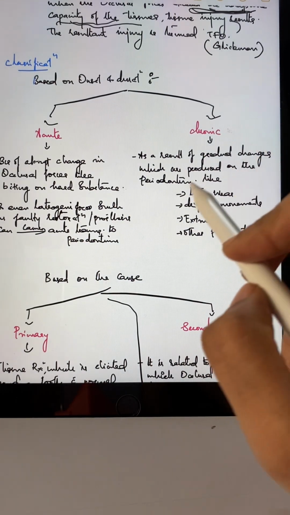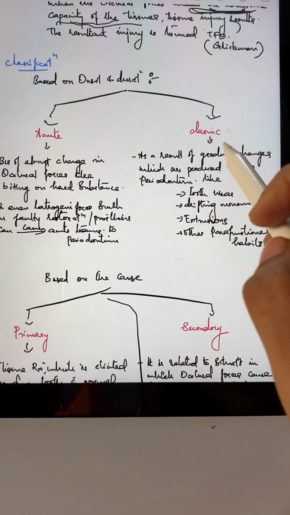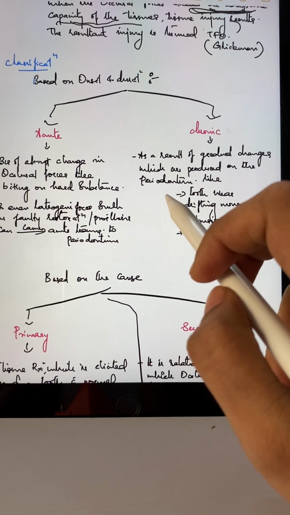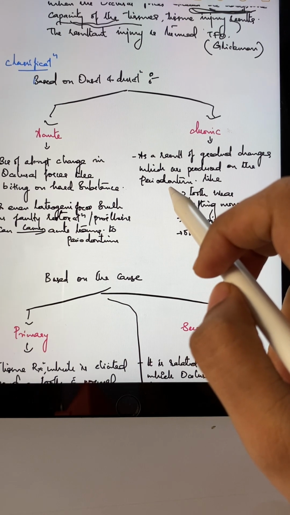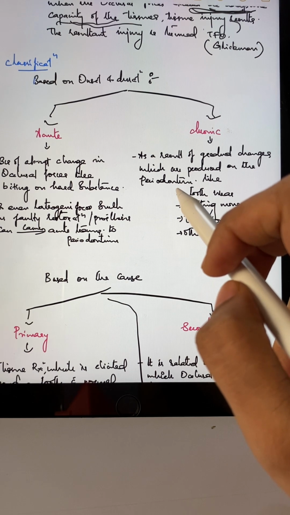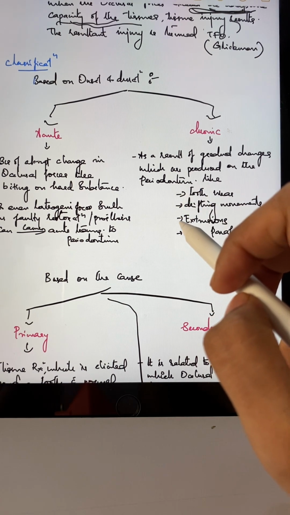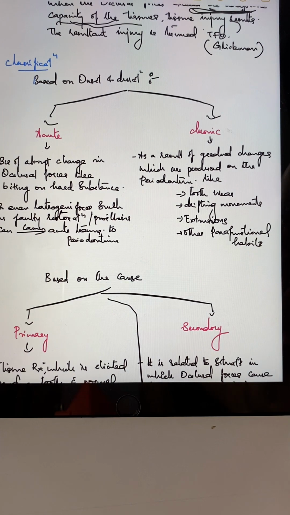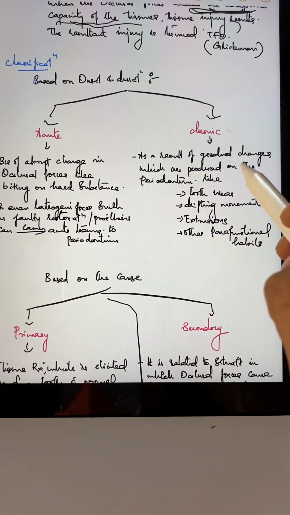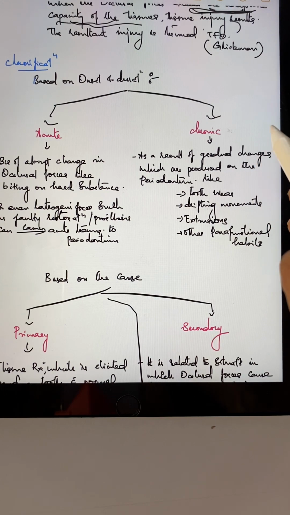Whereas chronic means it is a gradual change, gradual changes produced on the periodontium. For example, if someone has a habit of clenching, we call that bruxism. If they have the habit of clenching their teeth all night, or drifting movements or extrusions or other parafunctional habits, because these gradual changes are happening in the periodontium, in such a case we call this chronic.